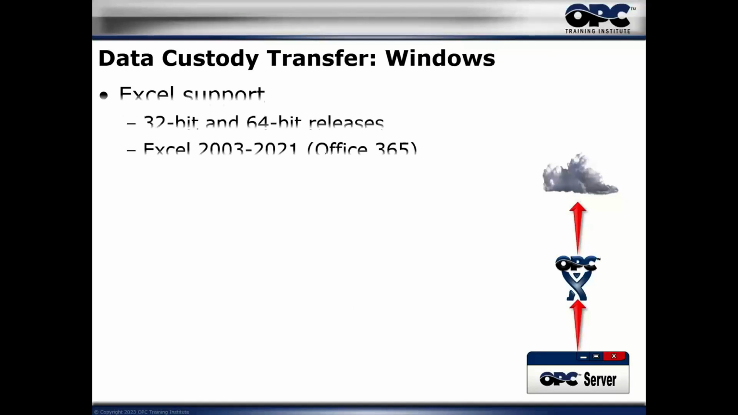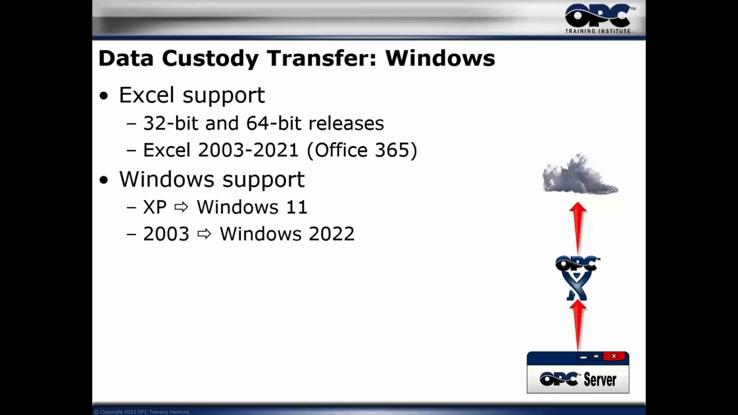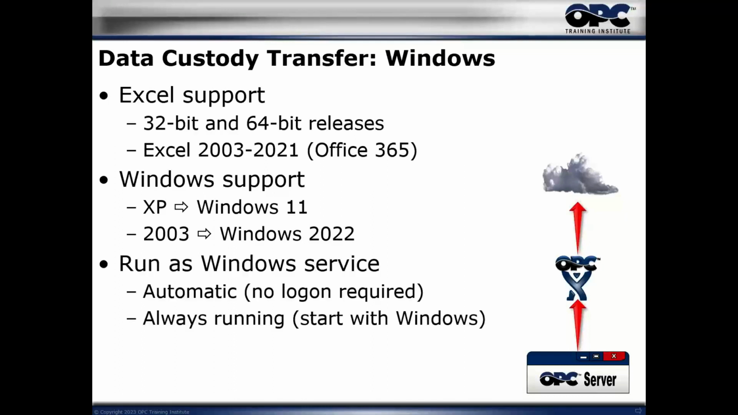So as far as the versions of Windows, we're talking for Excel 32 and 64-bit, all the way from Excel 2003 to 2021. Again, Office 365. As far as Windows, we're talking about Windows XP all the way to Windows 7 and Windows 2003 all the way to Windows 2022. So pretty much every version of Windows you're using, I don't think anyone is using Windows 3 anymore. And of course, you want this stuff to run as a service, which means that it starts up automatically with Windows. It's always running. Your computer's up, so is this thing. You don't actually need to be logged on.